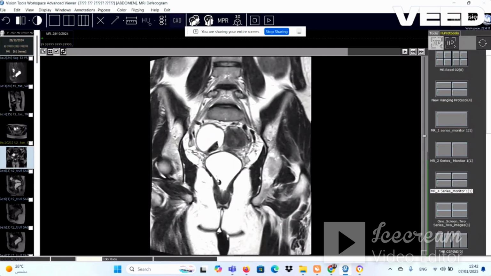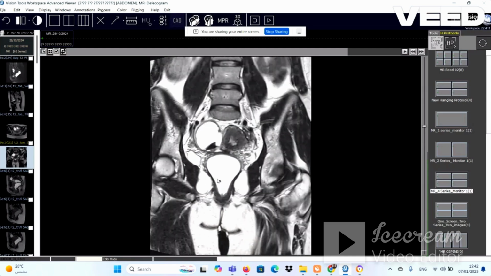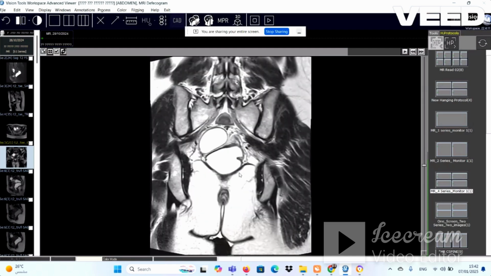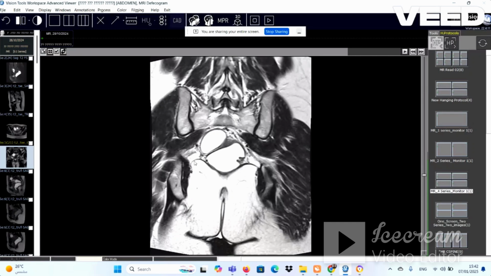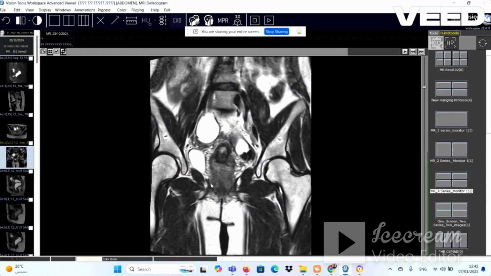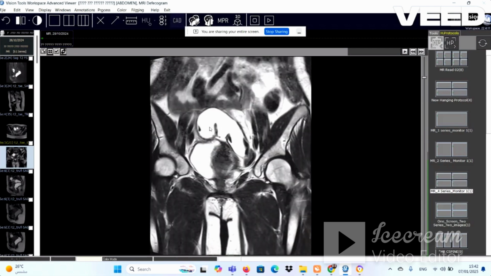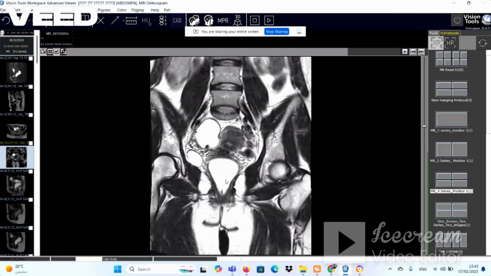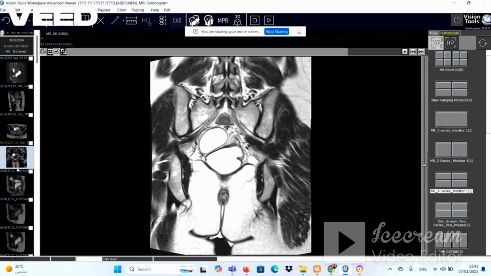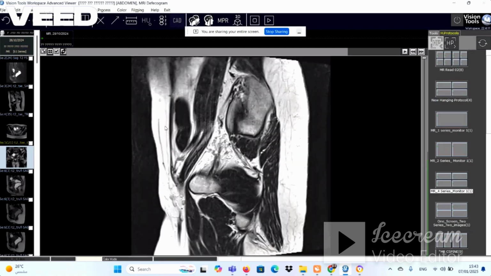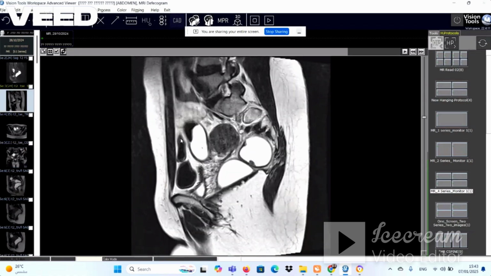In our coronal plane, the most important point that we need to comment on is the levator ani muscle. There is mild thinning out of the levator ani muscle, but it still preserves its upward convexity and is symmetrical. We don't have any significant abnormality in the uterus or ovaries or sigmoid or rectal colonic segments. We will go to the sagittal plane.